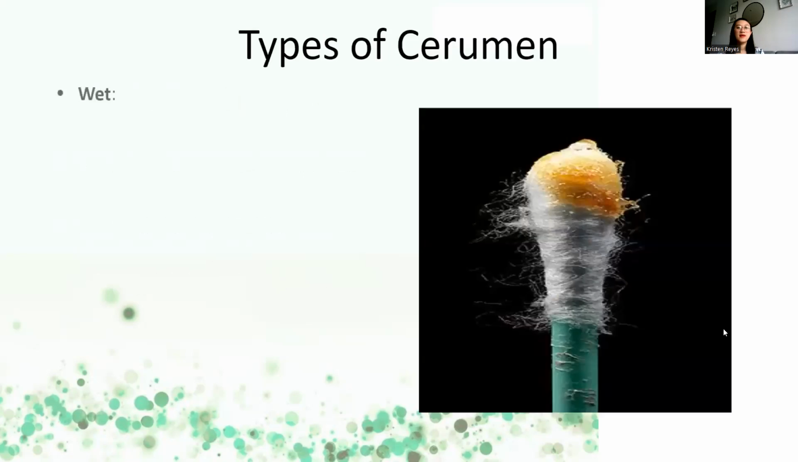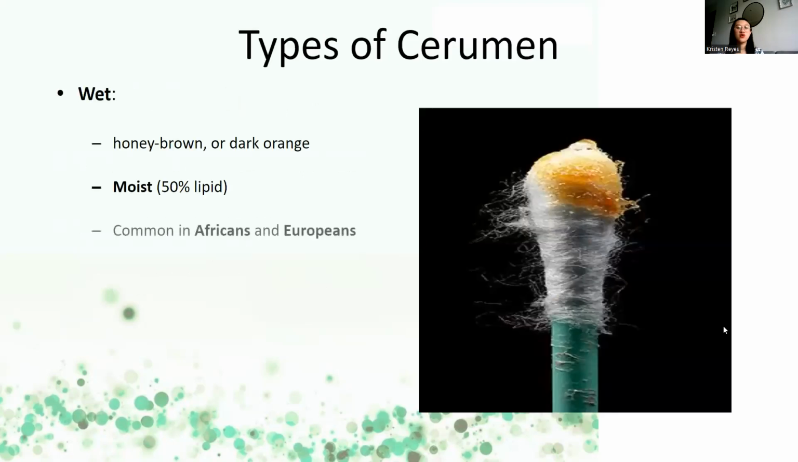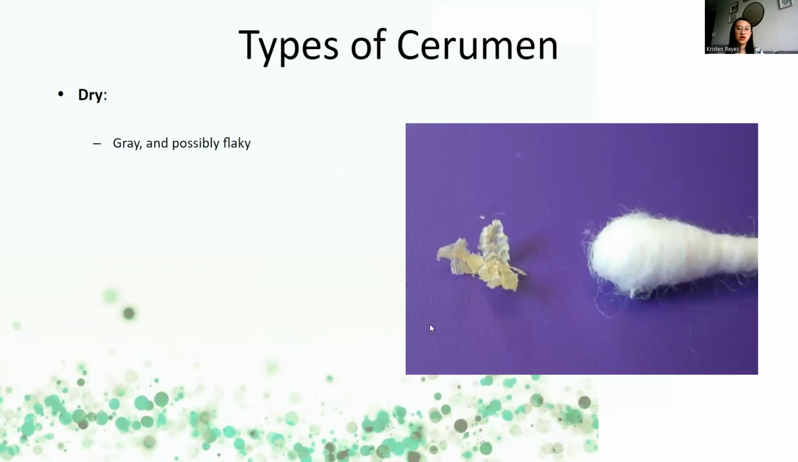Okay. So we have two types of cerumen. We have wet and dry. Wet cerumen is moist, common in Africans and Europeans. Dry is common in East Asians and Native Americans. I actually don't know what the purpose is, or why they are different. Why is there wet or why is there dry? I'll try to read up on them.